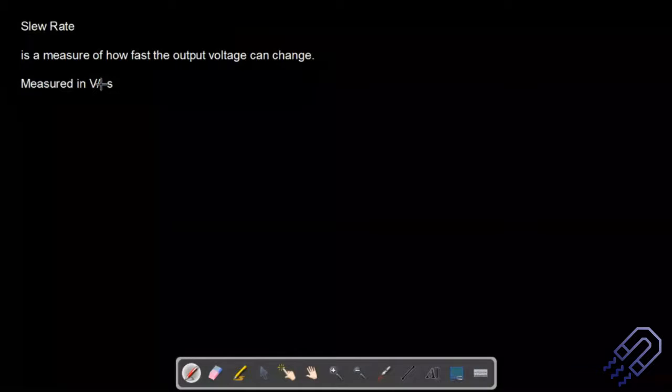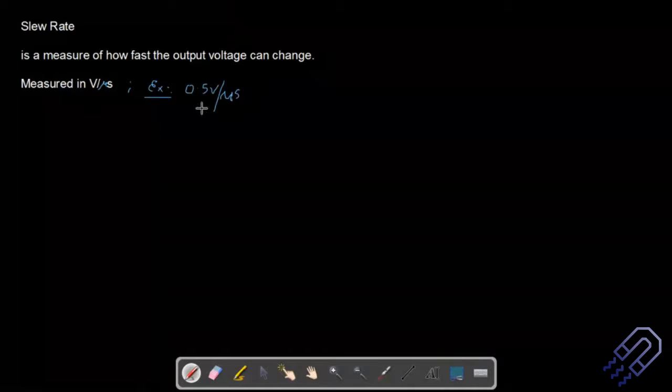In a typical device, the slew rate might be 0.5 volt per microsecond. I can take that as an example. That means in every microsecond, 10 to the power minus 6 second, there is going to be a change of 0.5 volt. That is what is called the slew rate.